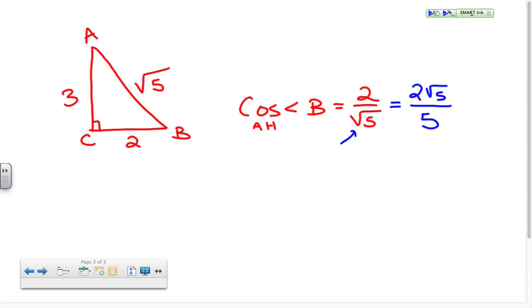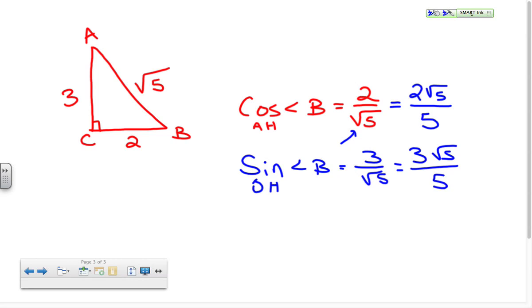Alrighty, so now let's find the sine of angle B. Sine is SOH, okay? So the sine of angle B is 3 over the square root of 5. Can't leave a square root in the denominator, so we're going to go 3 square root of 5 over 5. Alright, so that's the first part of your homework, dealing with those kinds of problems. There's 2 of them. There's 2 that look like this and 2 of the next one.